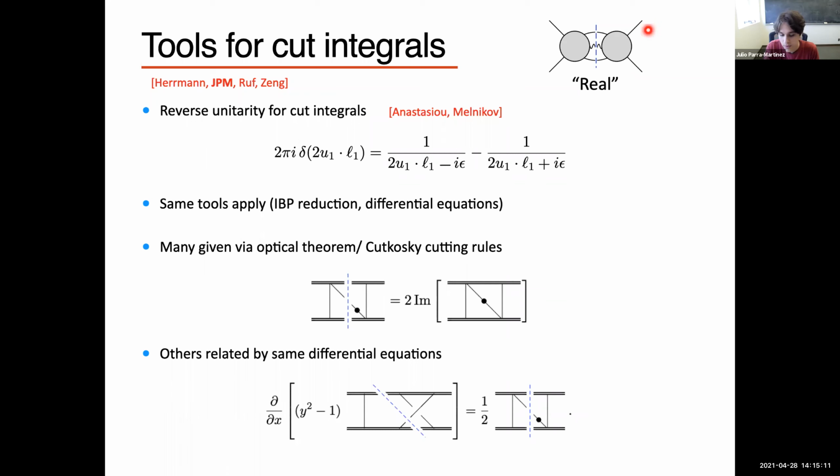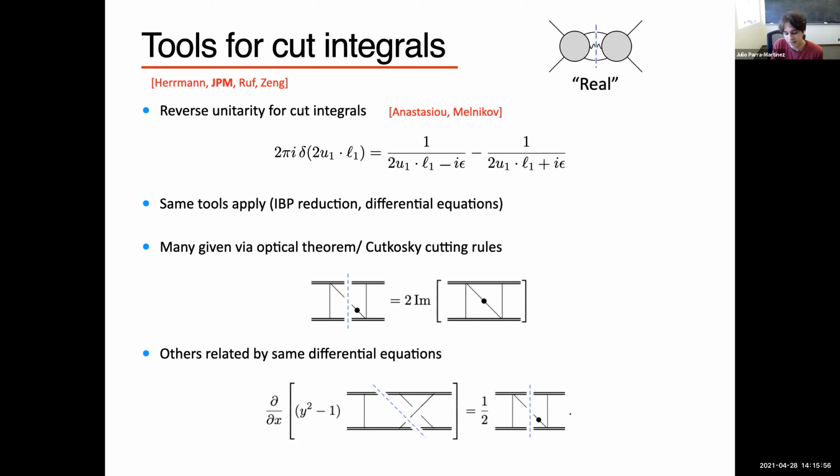We also have ways of calculating these phase space integrals in a very simple way. The basic idea comes from some older papers in QCD, called reverse unitarity, which is basically a simple observation that if you have an on-shell phase space delta function, you can always write it as a difference of propagators with different i epsilon prescription. So whatever technique you were using, differential equations, integration by parts, everything still works in the same way for these on-shell phase space integrals. The differential equations that we get there are essentially the same differential equations, and we can use the same techniques.